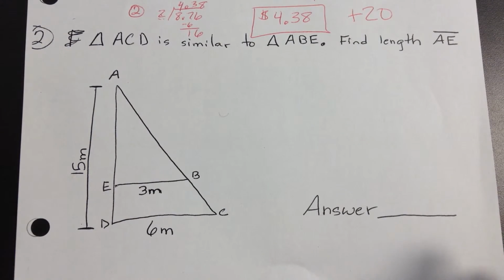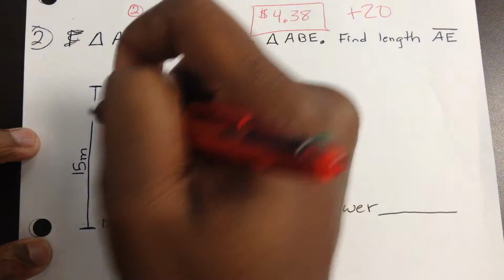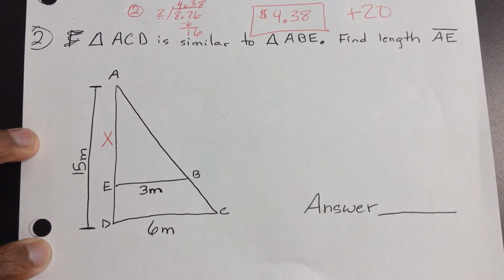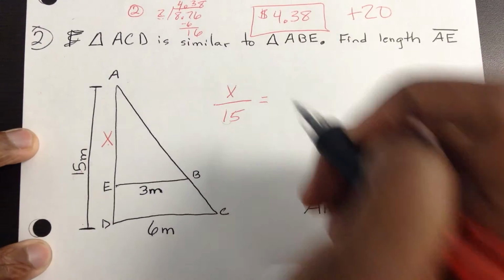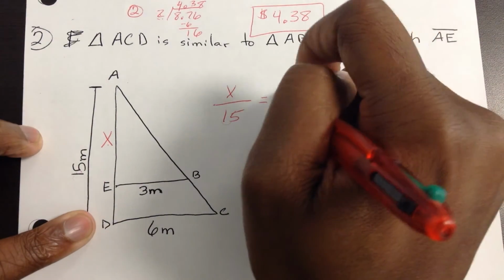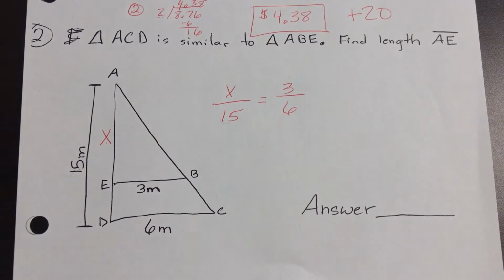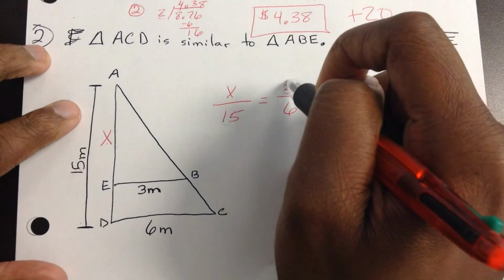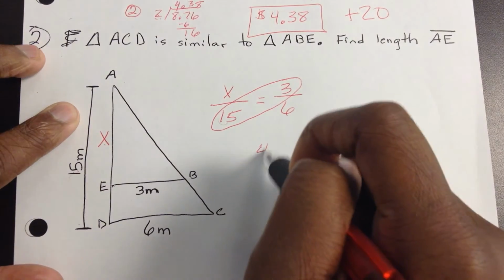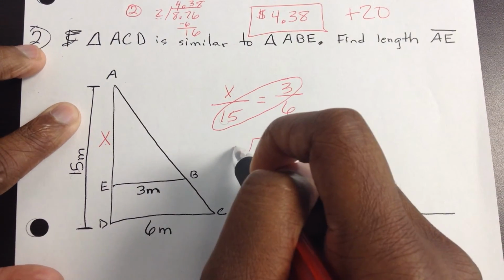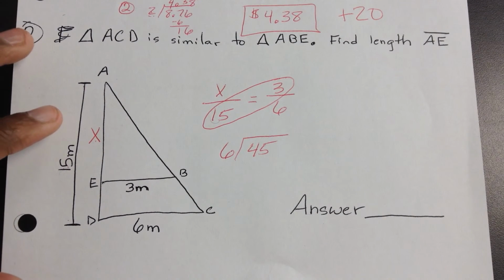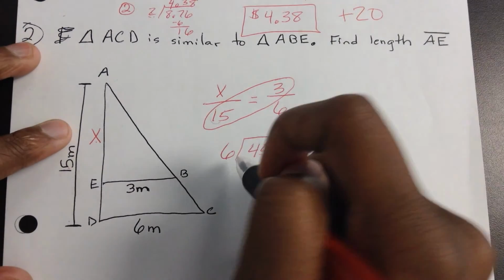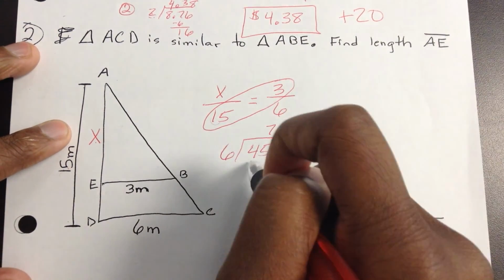Triangle ACD is similar to ABE, find length AE. So here's my x. x is compared to 15, just like 3 is compared to 6. So I'm going to cross multiply 15 times 3 and get 45. And now 45 divided by 6. So I have to think about how many times 6 can go into 45. 7 times 6 is 42.